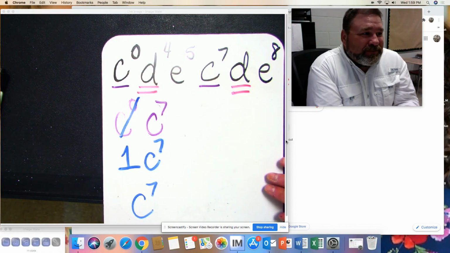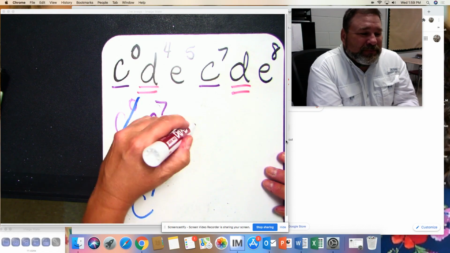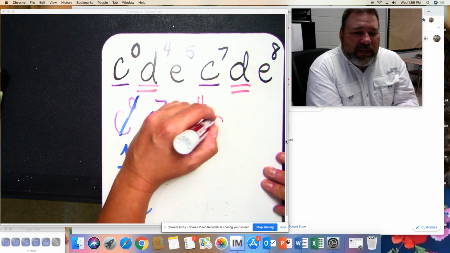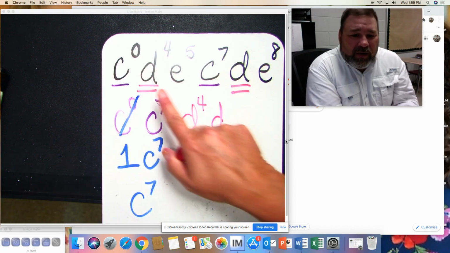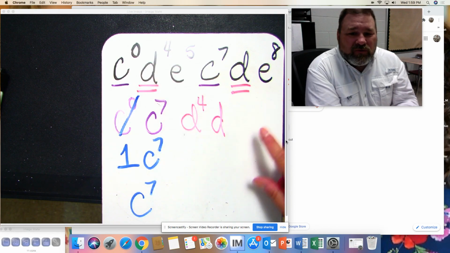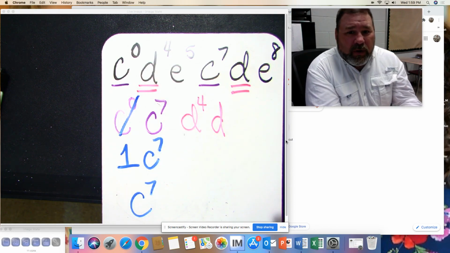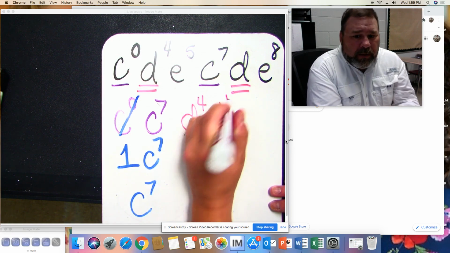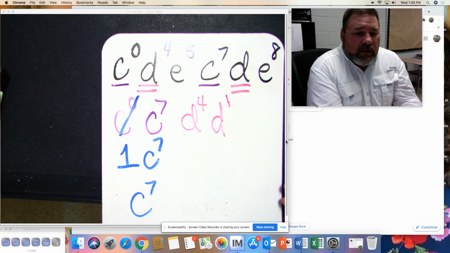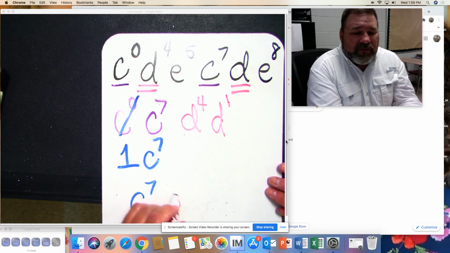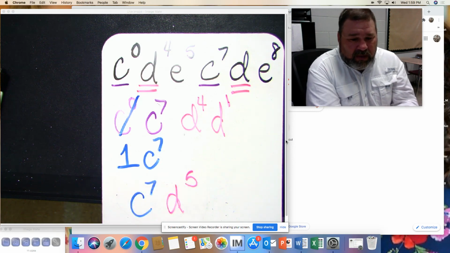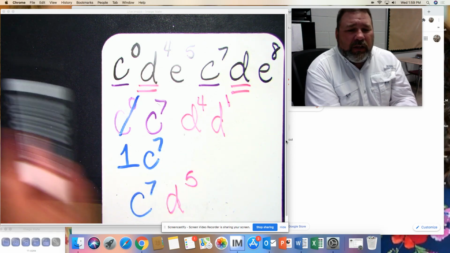Now I'm going to look. My next base is D. So I got D to the 4th, and how many D's do you have? A D. D to the 4th, and that D. But what exponent would go here? Remember, if no exponent is written, that doesn't mean there's not one. That means that there's a 1. So D to the 4th times D, common bases, add the exponents, D to the 5th. And then we've only got one other base to simplify.